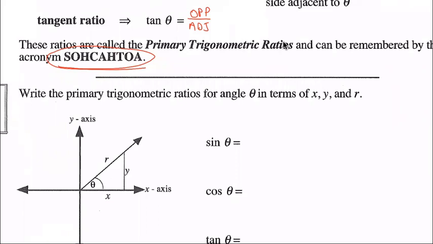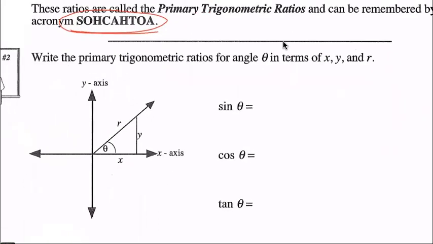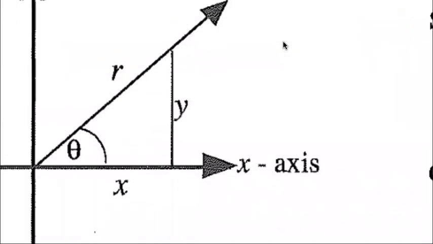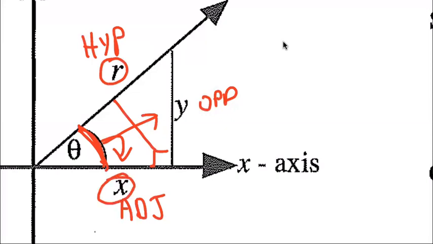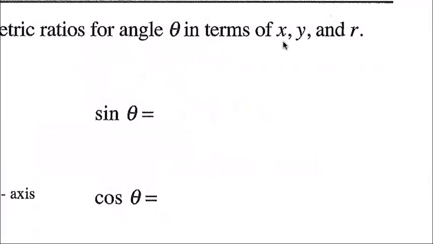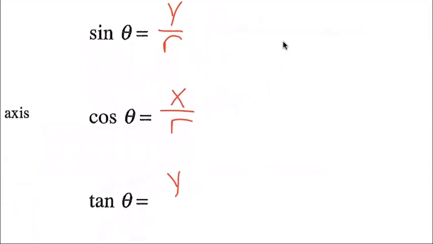Where were we? Oh, we were talking about our primary trig ratios in relation to x, y, and r. In terms of x, y, and r, if theta is our angle, this side is my opposite side, this side is my adjacent side, and of course, opposite to my 90 is always my hypotenuse. So I can replace hypotenuse with r, adjacent with x, and opposite with y. So we get new trig ratios. Sine would be opposite, which is y over r, cosine would be x over r, and tangent would be y over x.